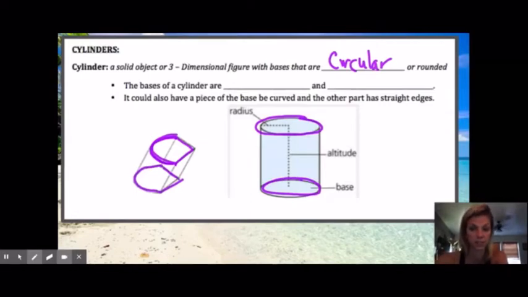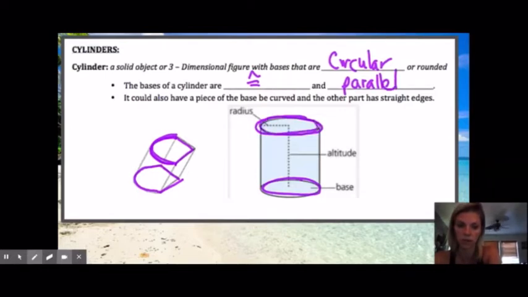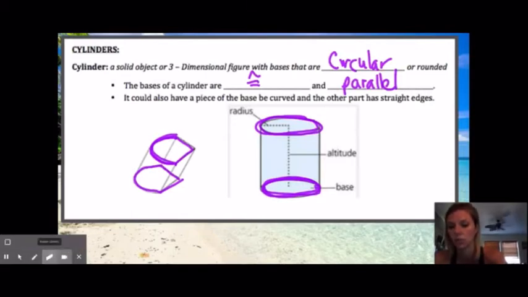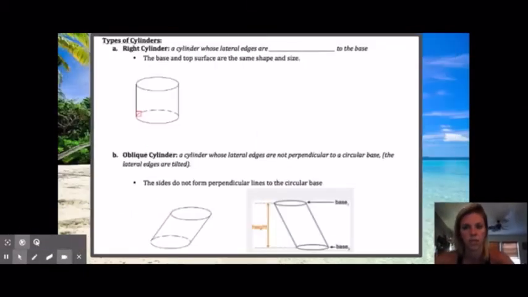So that's a cylinder. For a cylinder, the bases are not only circular, but they are also congruent and parallel to each other. So this top and bottom circle here are the exact same size. A perfect example is if I stacked a bunch of quarters. All quarters are the same size. It's a cylinder because the top and bottom are congruent, and it's uniform, or the same all the way through. Okay, just like with prisms, with cylinders, you can have a right cylinder and an oblique.